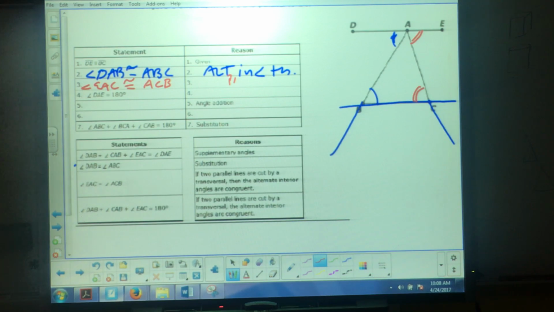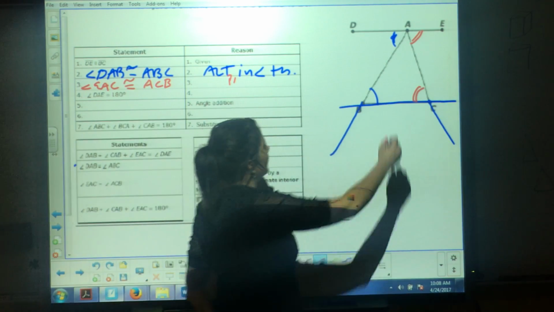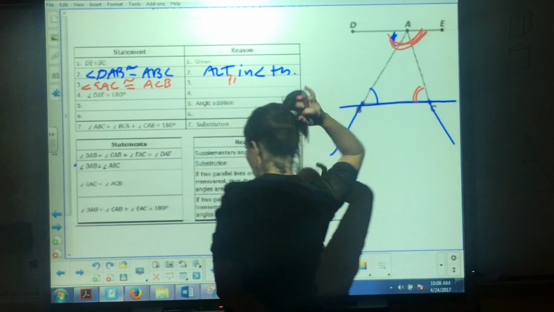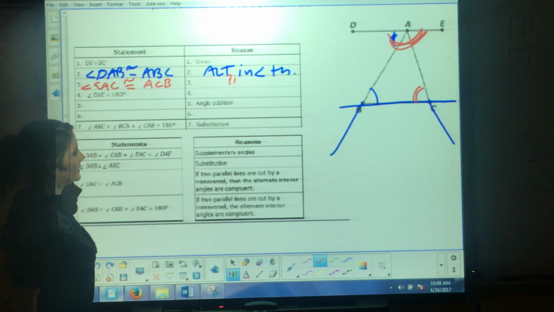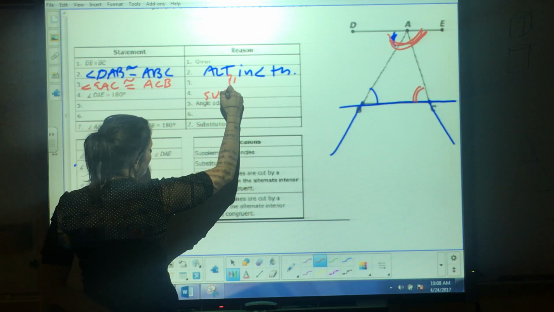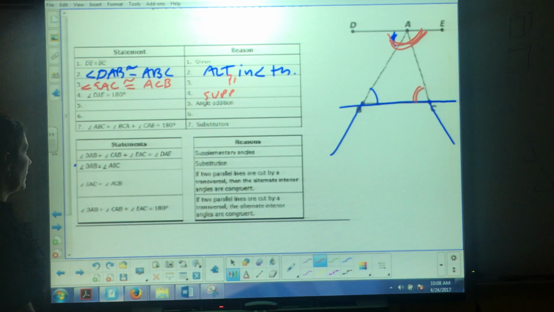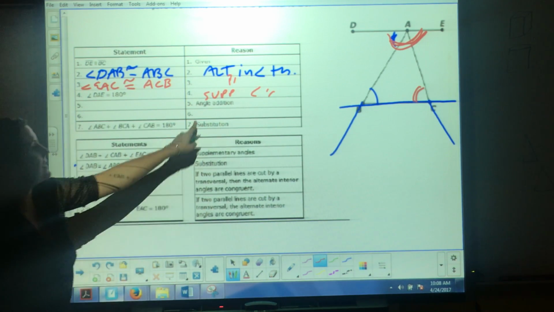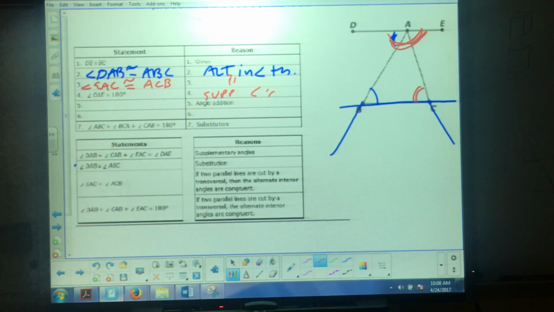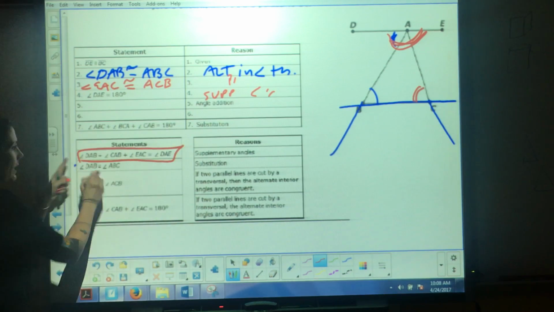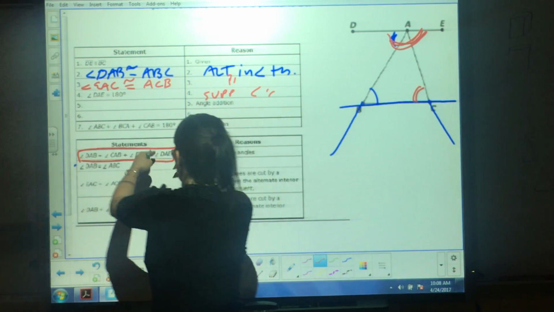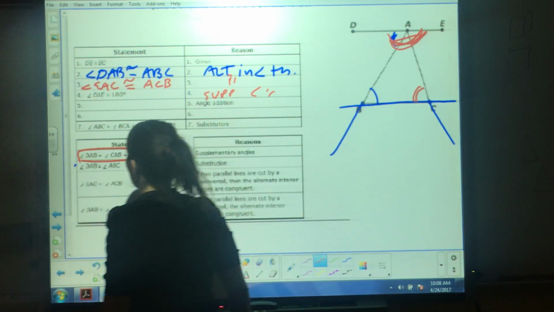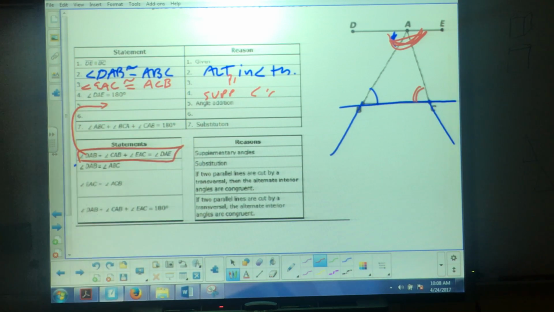Next it says that DAE is equal to 180 degrees, that this entire thing is 180. Personally, I would say definition of a straight line, but in this case we're going to say supplementary angles. Next, because it says angle addition, that means we are taking these three angles, DAB, that's this one, and this one, and saying that they equal the whole thing. That is just angle addition.